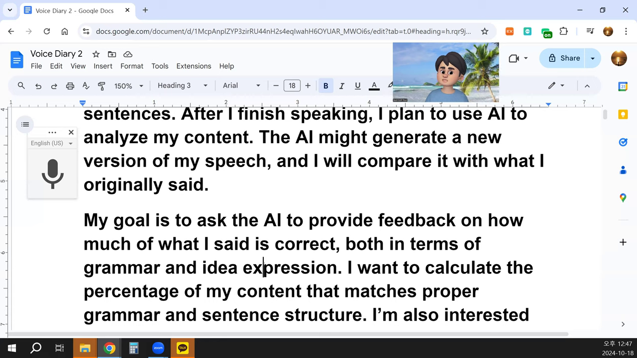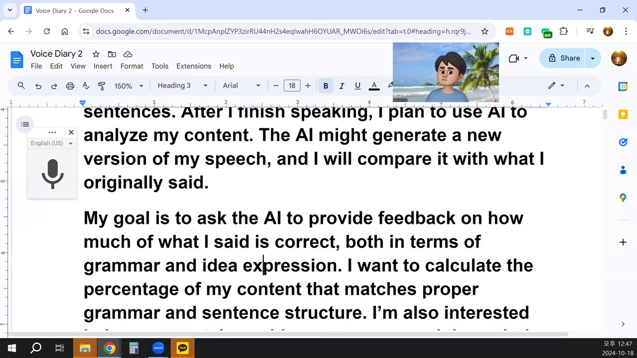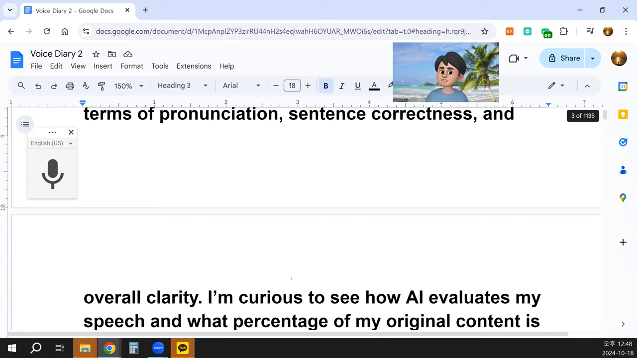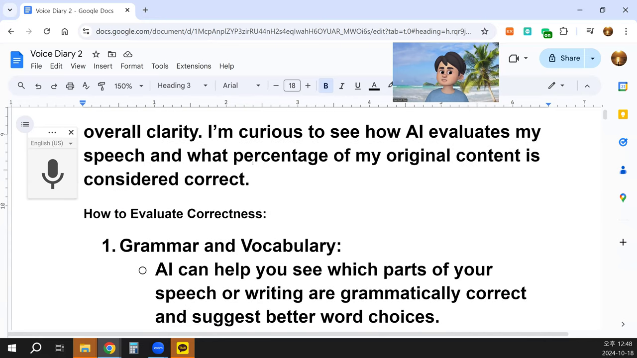I want to calculate the percentage of my content that matches proper grammar and sentence structure. I'm also interested in how accurately my ideas are expressed through the AI's corrections. By using AI to proofread and analyze my content, I hope to improve my language skills, especially in terms of pronunciation, sentence correctness, and overall quality. I am curious to see how AI evaluates my speech and what percent of my original content is considered correct.